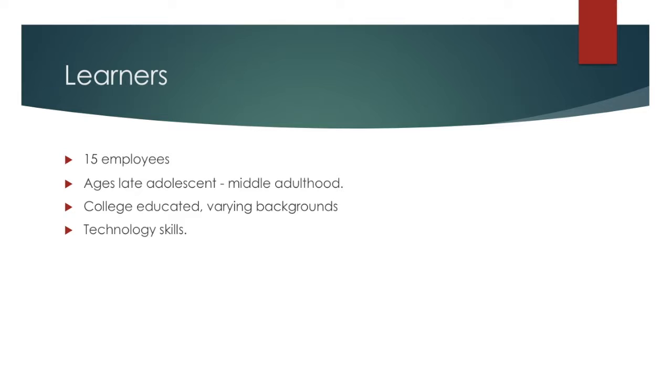So, who are our learners? We have about 15 employees complete computer setups. This is the course's intended audience. They range in age from late adolescence to middle adulthood. Why is this important? Well, we know adult learners are busy. They have families, school, full-time jobs. Their time is very valuable to them.